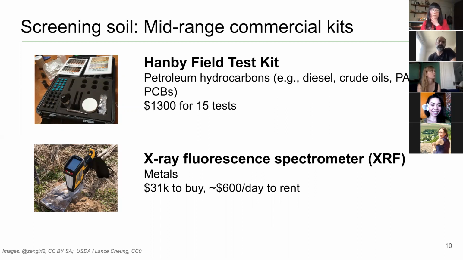And then the X-ray fluorescence spectrometer, XRF, detects heavy metals like lead, arsenic, and copper. And it does this by shooting X-rays at a soil sample and then measuring the energy that's emitted back by the particular elements or the metals in the sample. And these are pretty widely used. There are lots of different options out there created by different companies. They're pretty expensive at $31,000 to buy. They can be cheaper to buy used, about $8,000, or to rent. Many places also rent them at about an average of $600 a day.